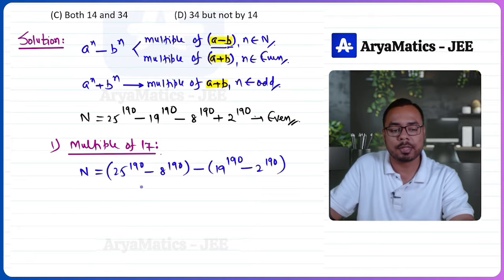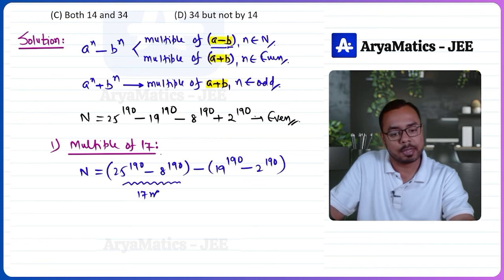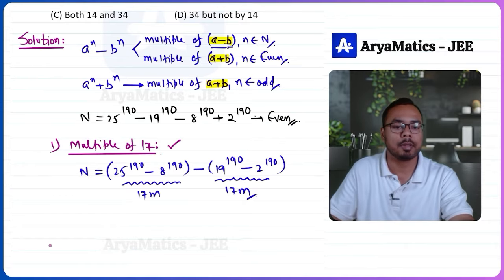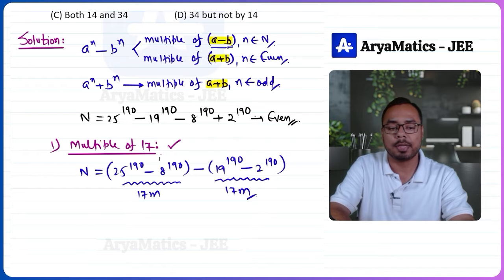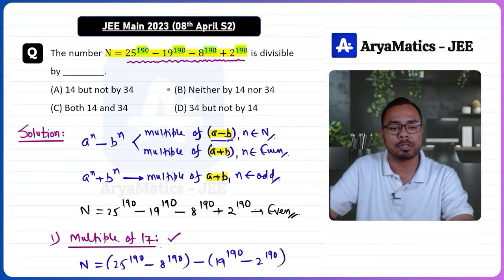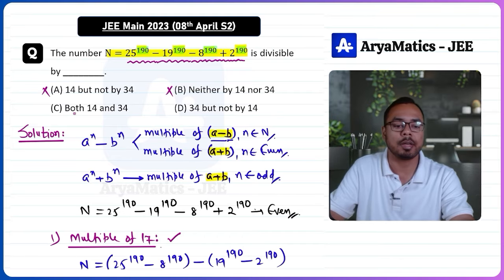Now clearly you can see that this first term is a multiple of 17. It will be a multiple of 25 minus 8, that is 17. Similarly, the second number is also a multiple of 17, and therefore their difference is also a multiple of 17. So this number n is a multiple of 17 as well as an even number. So it must be a multiple of 34. That means option B is incorrect. 14 but not 34, this is also incorrect.